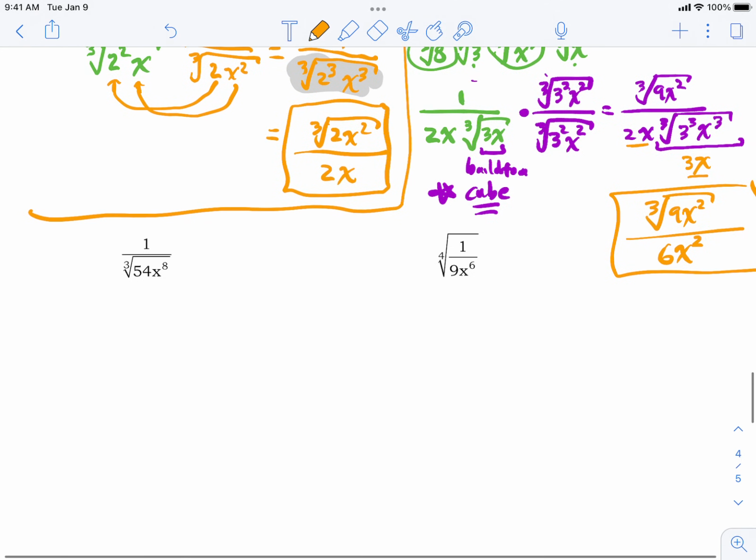Okay, so there's 2 more examples here. And once more, I'm going to pause and ask you to try these yourself. See how far you get. Okay, back to green. First of all, I want to simplify first.